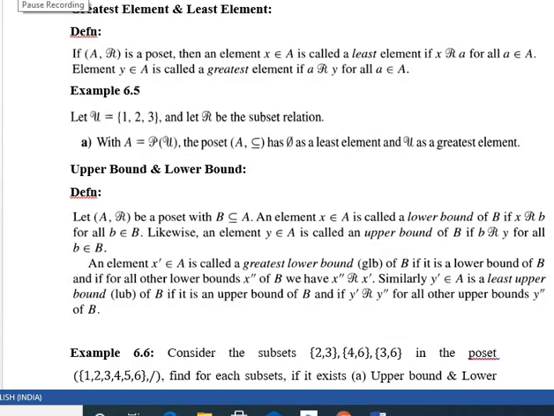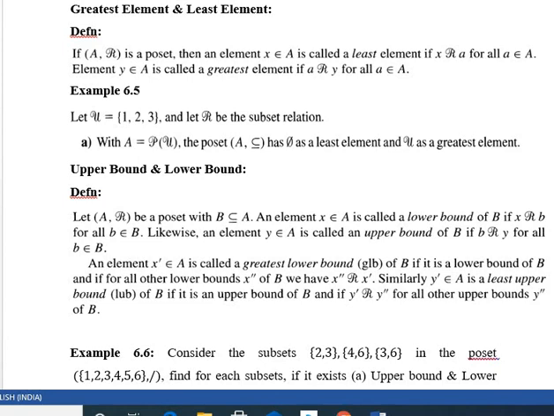Greatest element and least element. If (A, R) is a poset, then an element x of A is called a least element if x is related to a for all a element of A. An element y of A is called a greatest element if a is related to y for all a element of A. Example: let U equal the set {1, 2, 3} and let R be the subset relation. With A equal to the power set of U, the poset (A, subset) has phi as a least element and U as a greatest element.